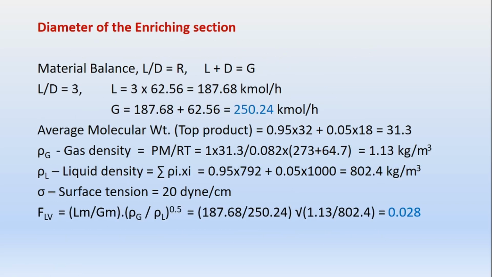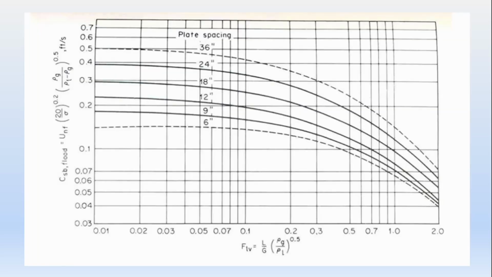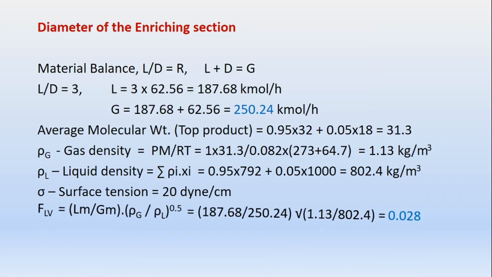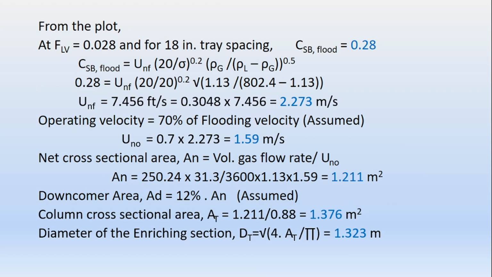Okay, so let us see this. 0.028, somewhere it comes here. So at 0.028, we go to the 18-inch tray. This is the 18-inch tray line, and then we find out the value of CSB. This value is 0.28. Okay. CSB flood value is 0.28.